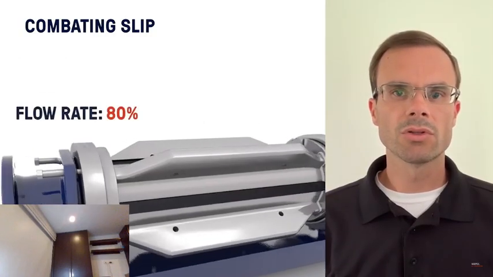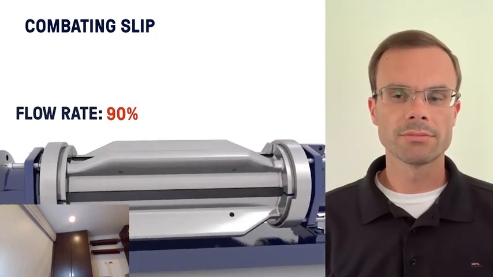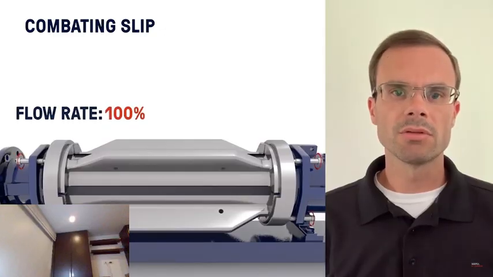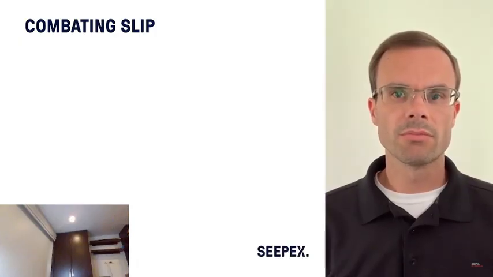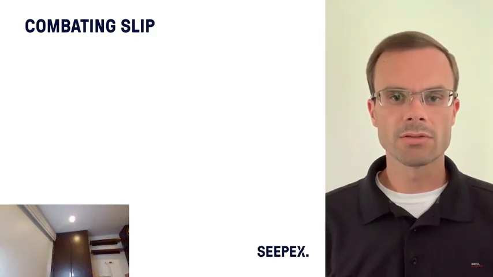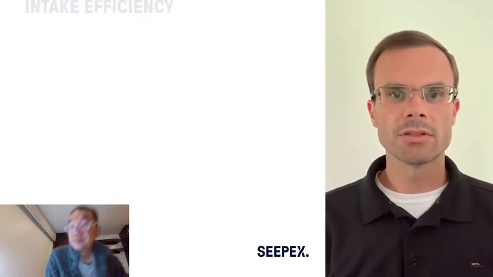Another method for controlling slip is to adjust the compression fit between the rotor and stator. This is less common, but it is advantageous in some situations. Reducing slip allows tighter control for metering and dosing applications. So we should now discuss intake efficiency.